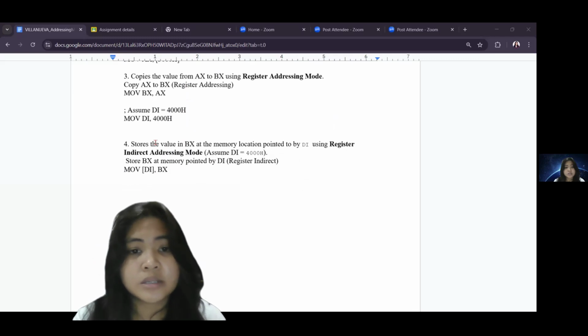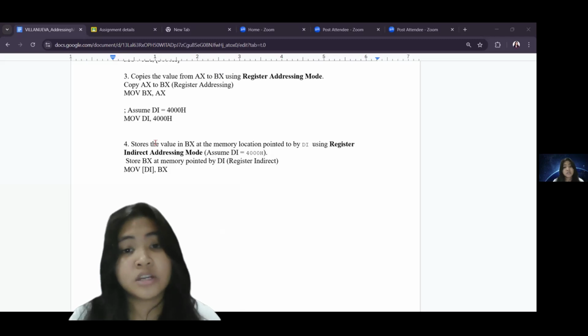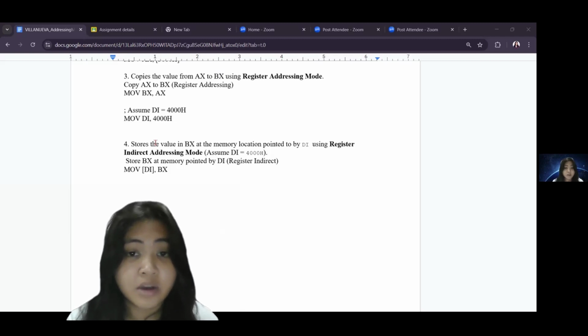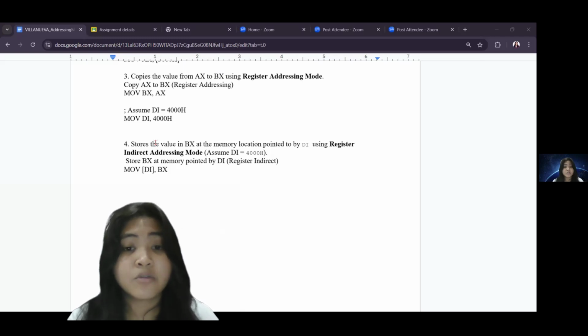So that's my complete explanation for all the exercises. We covered how to identify addressing modes, how to write assembly code for each mode, how to calculate physical address, and how to debug and trace code execution.